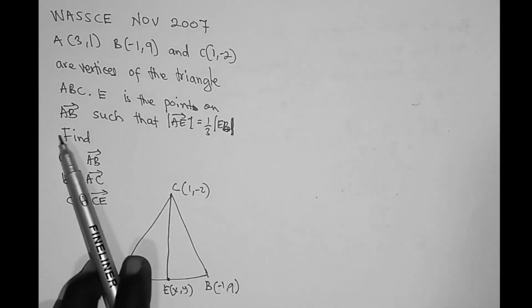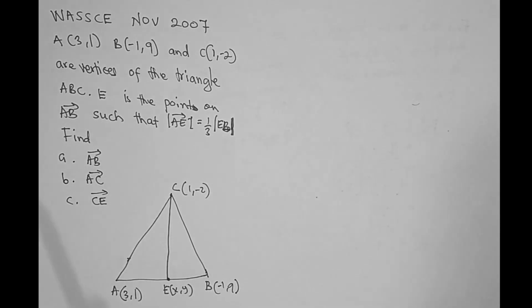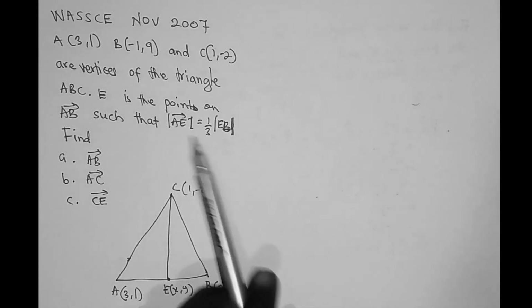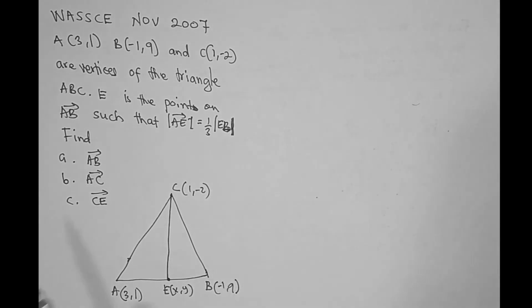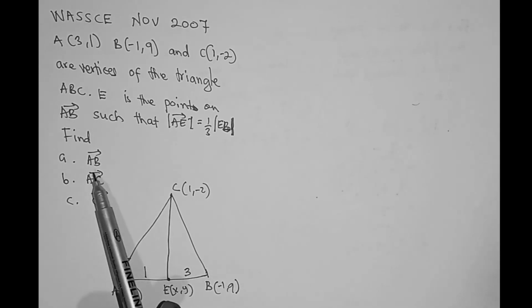And E is the point on AB such that the magnitude of AE is equal to 1/3 the magnitude of AB. So it means that if EB is 3, AE is 1, so that the magnitude of AE is equal to 1/3 the magnitude of EB. So the ratio is 1:3. So let's first find AB.